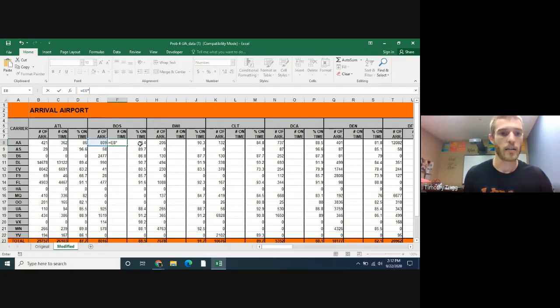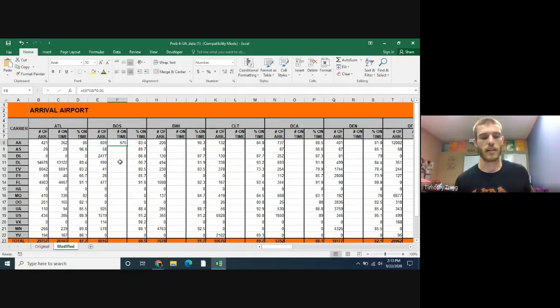Then click on cell G8. So you should see up here equals E8 times G8. And now we need to times by 0.01. And when you press enter, it should give you a value just like that.